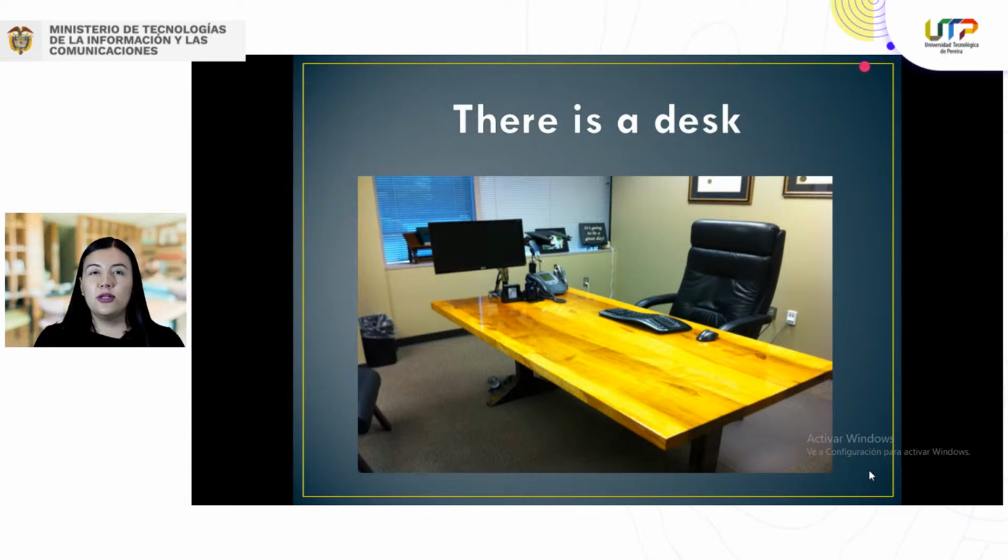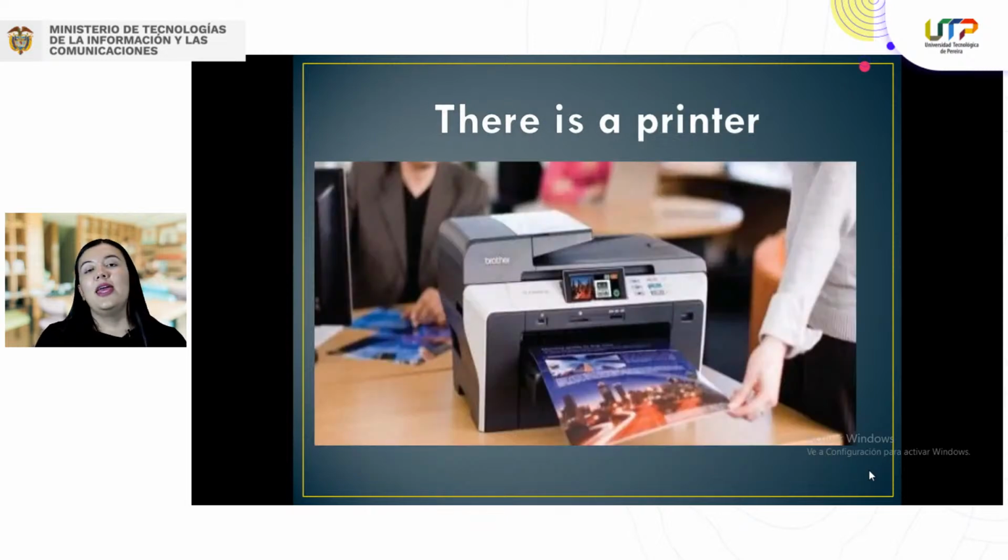So be careful with the elements, the things, and the words. Desk. Let's continue with the next one. In an office, there is a printer. Yes? A printer. We're talking about the things that you can find in an office, okay? So, a printer.